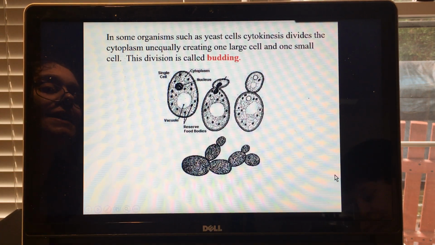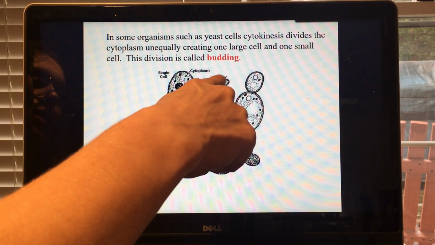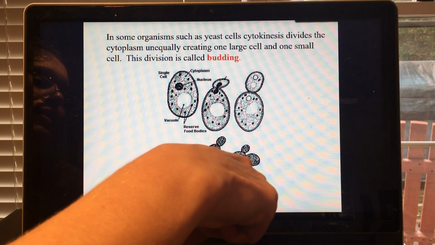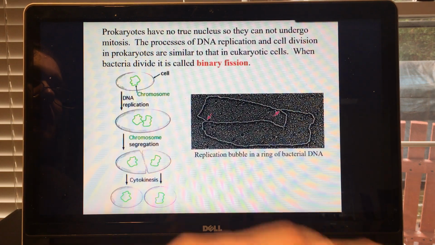So in some organisms, cytokinesis isn't exactly equal. And so usually with normal mitotic division and cytokinesis, you get two equally sized cells, but sometimes you don't. And when you don't, it's called budding. And yeast, which are a single-celled fungi or fungus, are the prime example of the organisms that are associated with budding. So this would be your bud, and eventually these small cells would grow in size to reach the same size as the bigger cells.